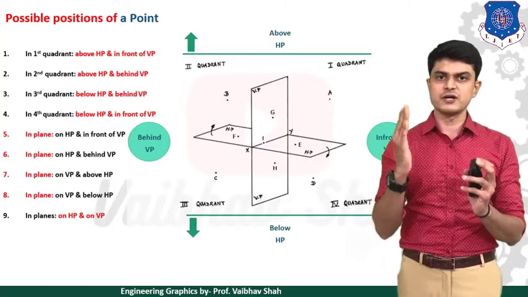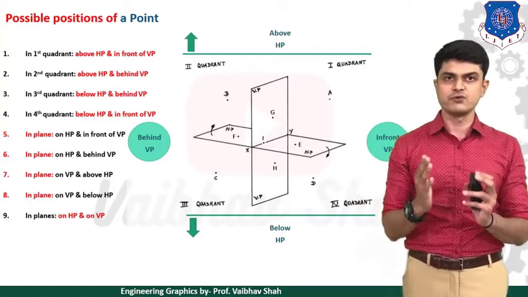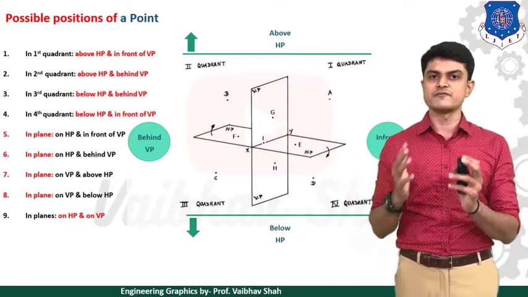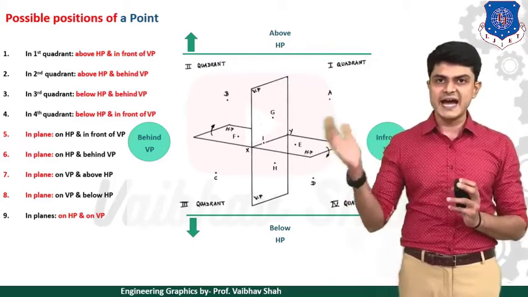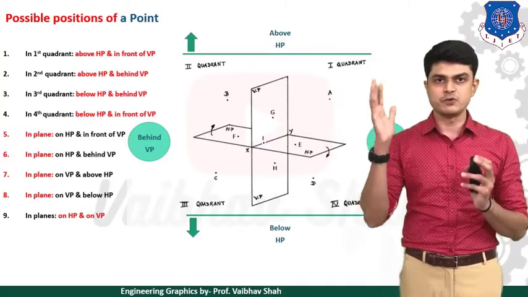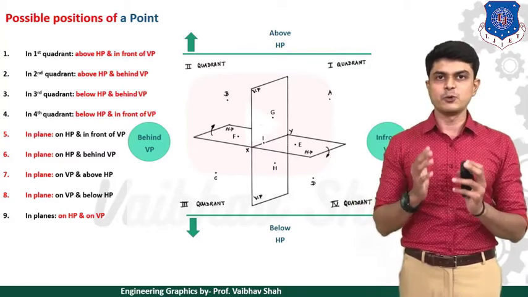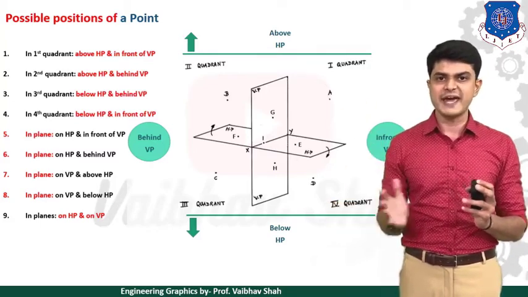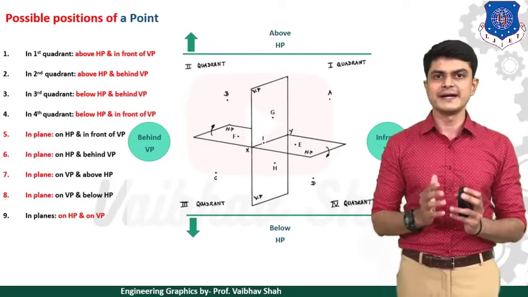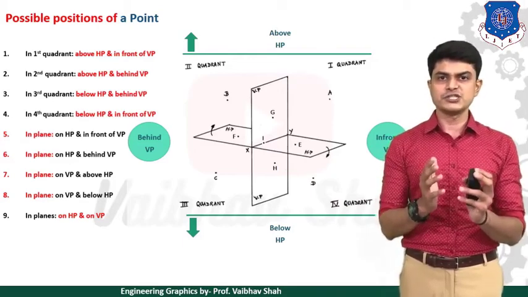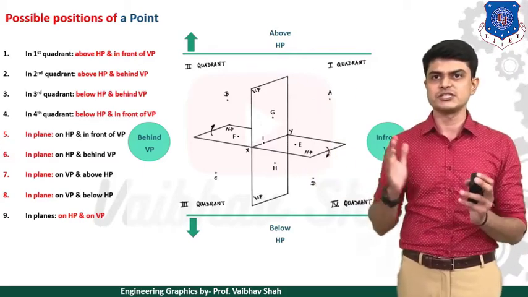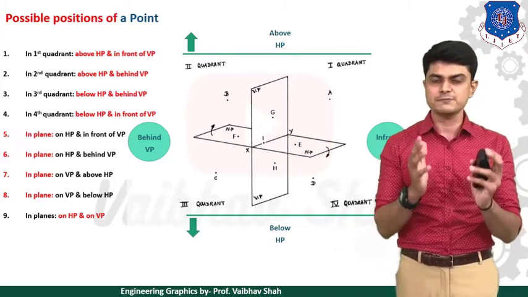The portion which is in front or on the right hand side of your vertical plane would be what? In front of VP. The portion on the back side or the left hand side of your vertical plane would be behind VP. The portion above or upper side of your HP would be above HP, and the portion below your HP would be known as below HP. So by considering these terms, let us move ahead and check how many positions we have for the point. We must have a total of 9 positions available for a point in a space.